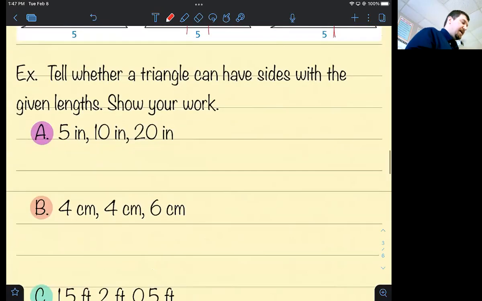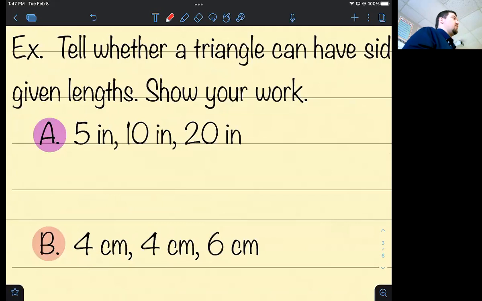So tell whether these can be triangles. On your worksheet tonight, you are going to show your work. I'm not asking for a whole lot of work, but you do have to show your work. I don't want just a bunch of yeses or nos, because I could guess that just to get the worksheet done and not learn a darn thing from that. So what are my 2 shorter sides here, Deegan?